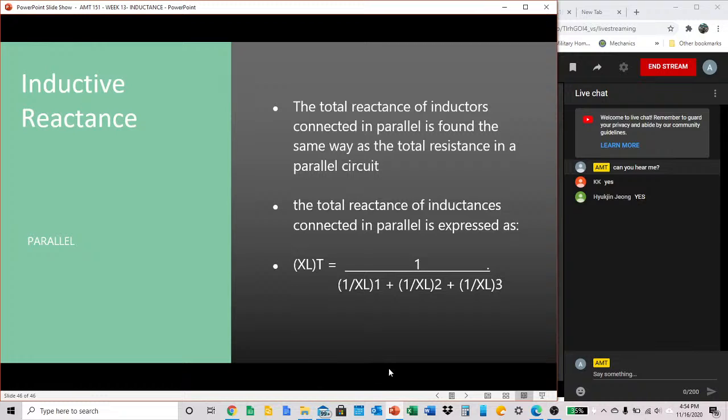Okay, so this is just information so you guys can have it to refer to for studying, for formulas and such. But on your tests, the formulas will be provided. I see a question here: it's not 1 over XLT in a parallel circuit.